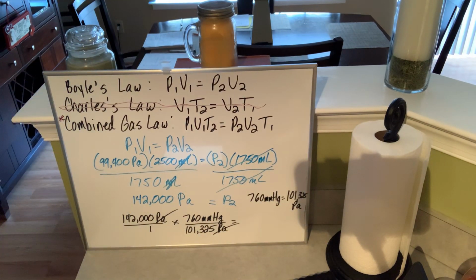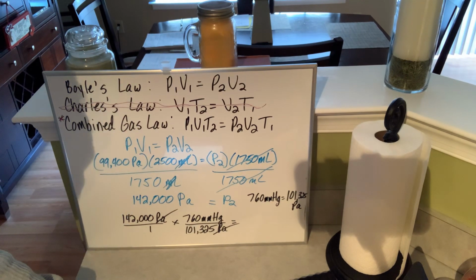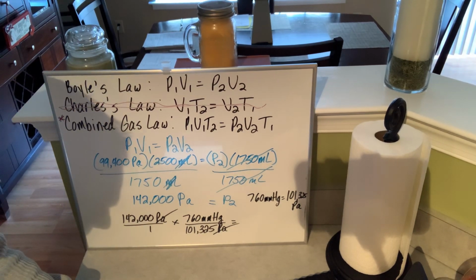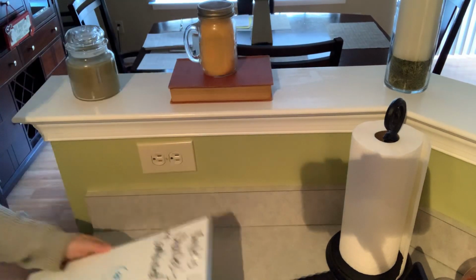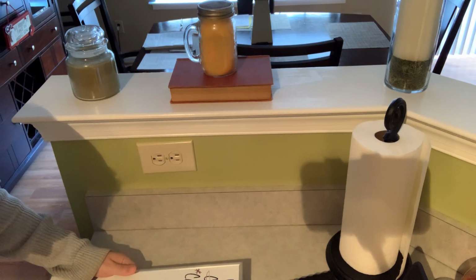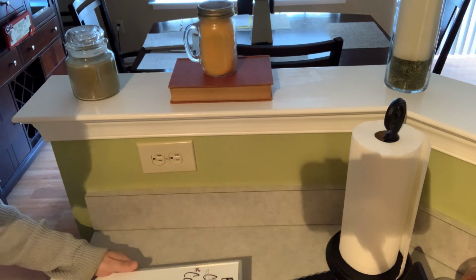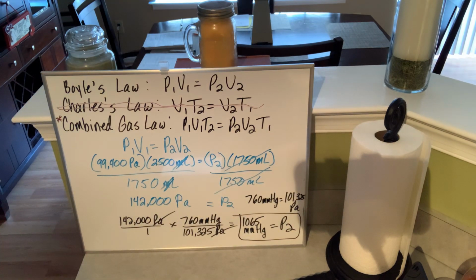And what I get is a beautiful conversion factor, kind of like this. It's actually not an equation, it's a conversion factor. All right, so here's my final answer. I'm going to take 142,000 times 760, and then I'm going to divide it by 101,325, and I'm going to be left with this many millimeters of mercury, 1,065 mmHg, and that is what the final pressure would be in millimeters of mercury, okay?